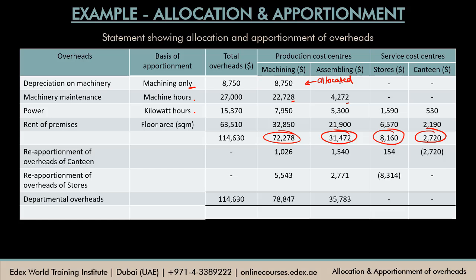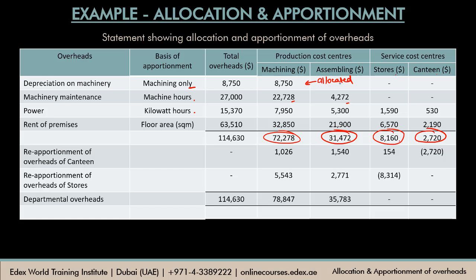The next step I told you was reapportionment of overheads. Again, I'll just tell you why reapportionment is needed. If you do not reapportion the cost of service cost centers, which is 8,160 and 2,720, these costs will remain unabsorbed by the cost units, and the business will not be able to charge these costs onto the selling price to the final consumer. Basically, the business will have to bear the burden of these expenses and might reduce profits. So our next step is to transfer the cost of service cost centers to the production cost centers on a suitable basis again. So I have two cost centers, stores and canteen.